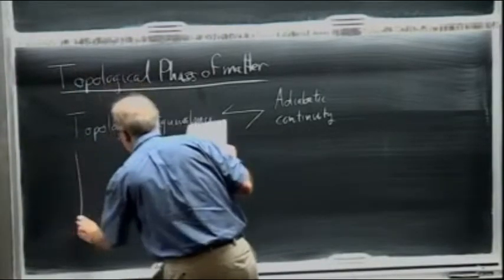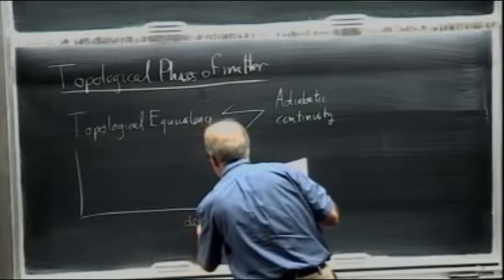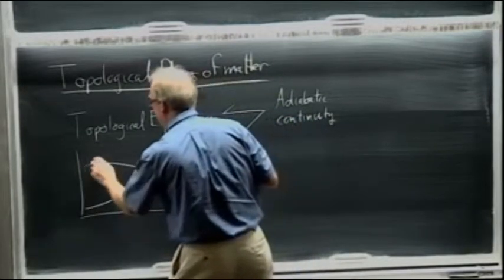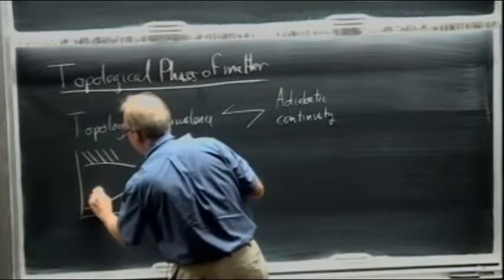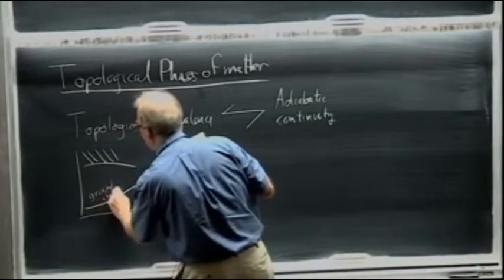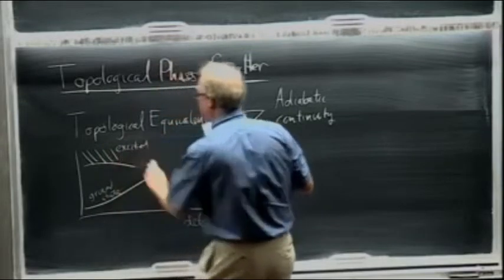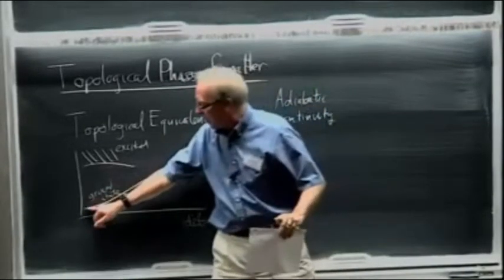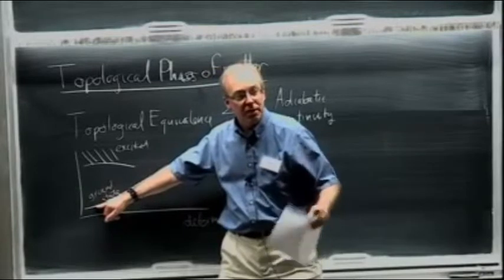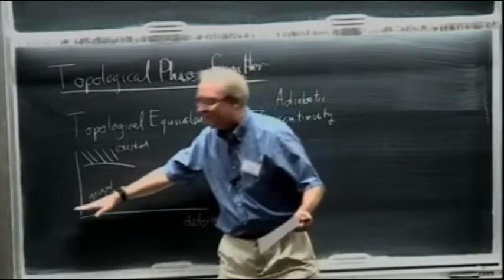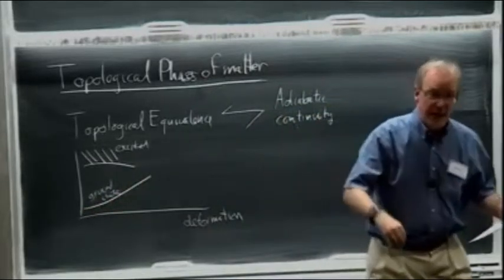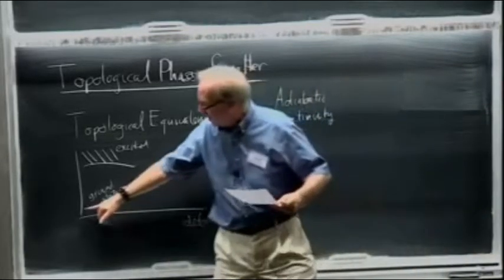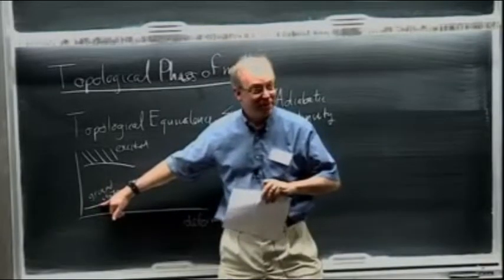So if you imagine now I have some deformation, and I have quantum states, so I have a ground state and excited states. If I have an energy gap, then I can slowly deform this slow enough so I'm guaranteed to stay in the same state. And so in that sense, I'm staying in the same phase. And so this idea of a phase of matter is really something that is topologically equivalent. And so that's what we want to say.